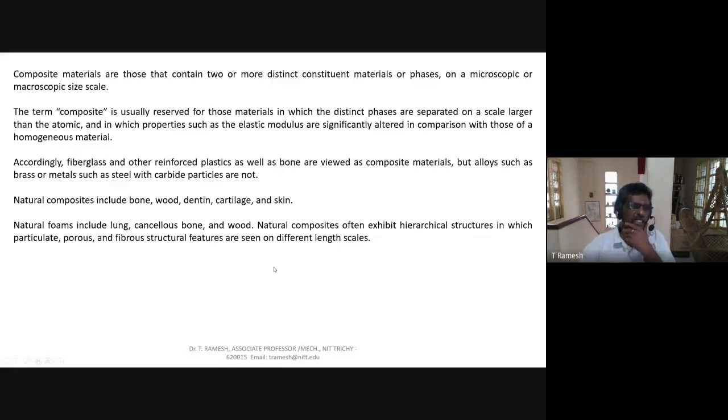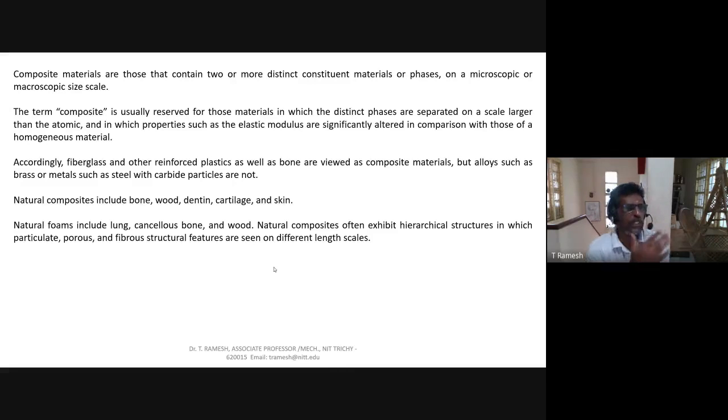Let us see the role of composite materials in biomedical applications. It is understood that metal has a single, monomer structure, but a composite will have different structures. It contains two or more distinct constituent materials or phases on a microscopic or macroscopic size scale. The term composite is usually reserved for those materials in which the distinct phases are separated on a scale larger than the atomic, and in which properties such as elastic modulus are significantly altered in comparison with those of a homogeneous material.